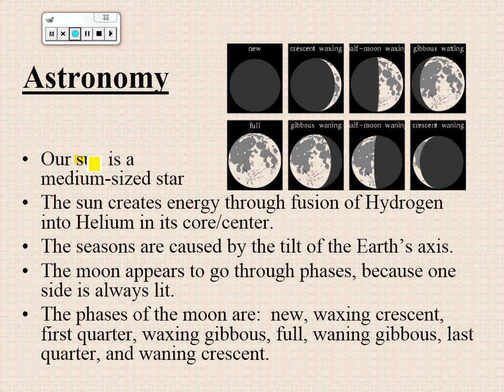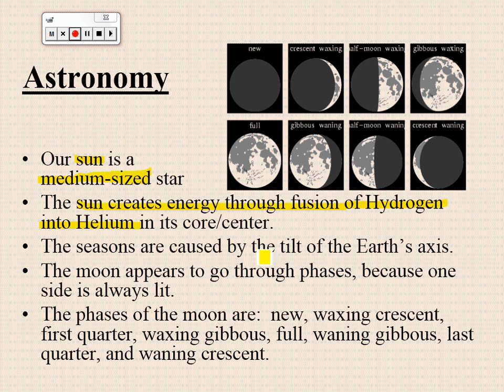So the sun is medium-sized, and we know it's a star. It creates energy through fusion. Remember when we learned about radioactivity, we know what fusion is. It's hydrogen coming together and forming helium. So you should write, the sun creates energy through fusion of hydrogen and helium. And this does happen in the core.